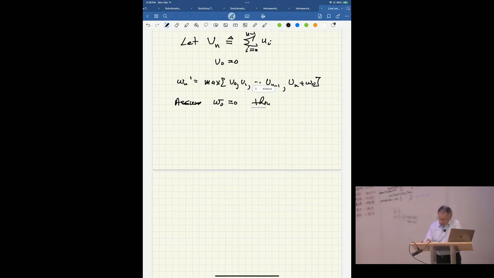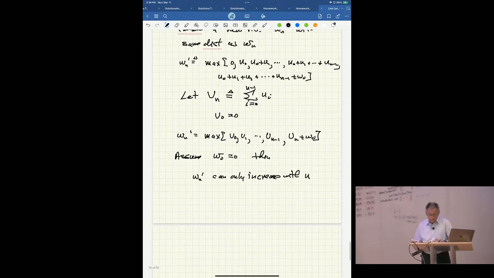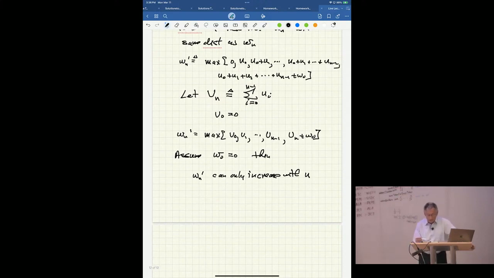Then, Wn prime can only increase with n. If you look at Wn prime, it's a max of one thing or another thing or another thing. As you add more things, you can't make the max smaller. If the new thing is less than something else, it doesn't count. If it's bigger, it adds. So it can only increase with n. And by the way, that's an n, not a u. I don't write it carefully. Let me be very careful there. With n.